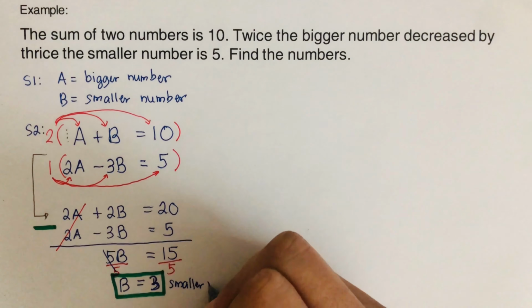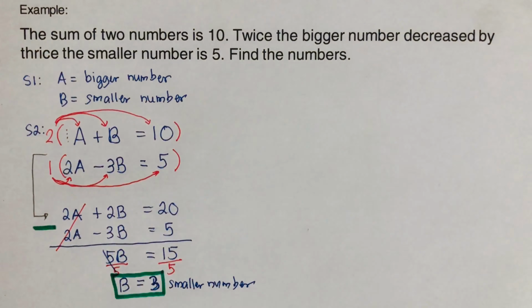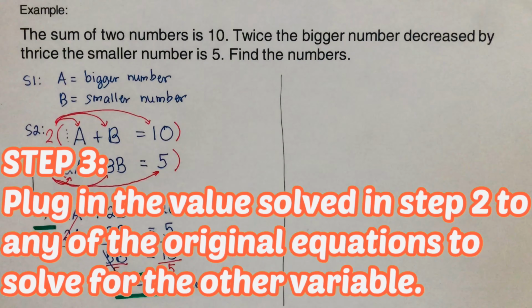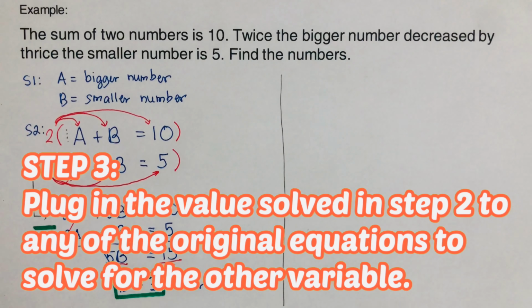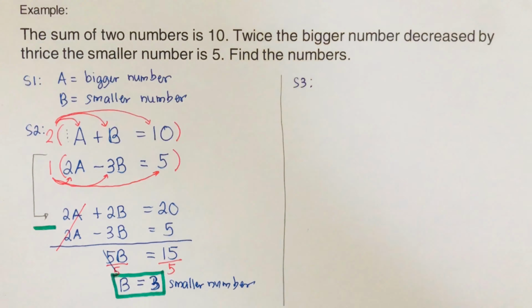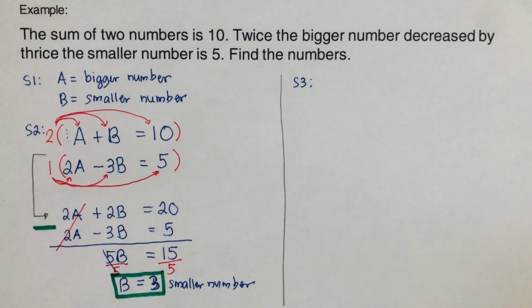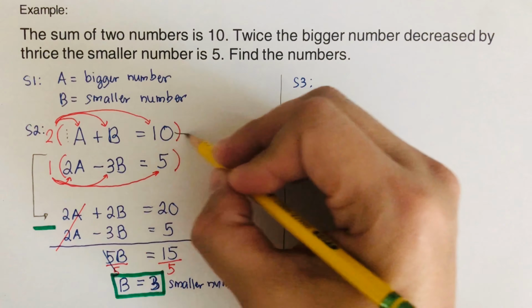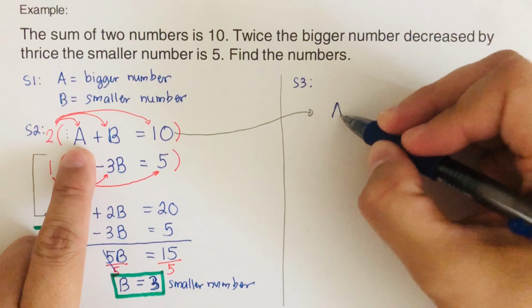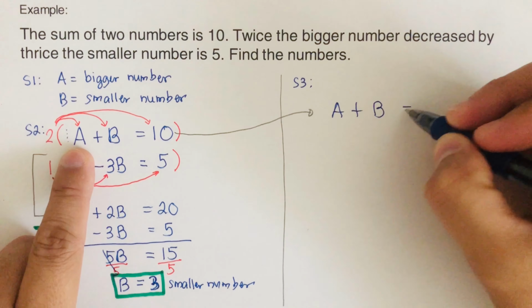Now we are ready to move on to the third step. The third step is to plug in the value that is solved from step 2 into any of the original equations to solve for the other variable. So I'm just going to label this as step 3 right here. We can use any of the equations. I'm just going to use the first one. So I can write that up here: A plus B equals 10.